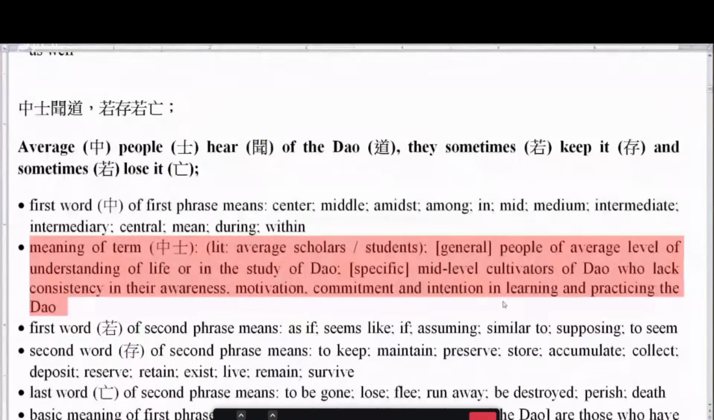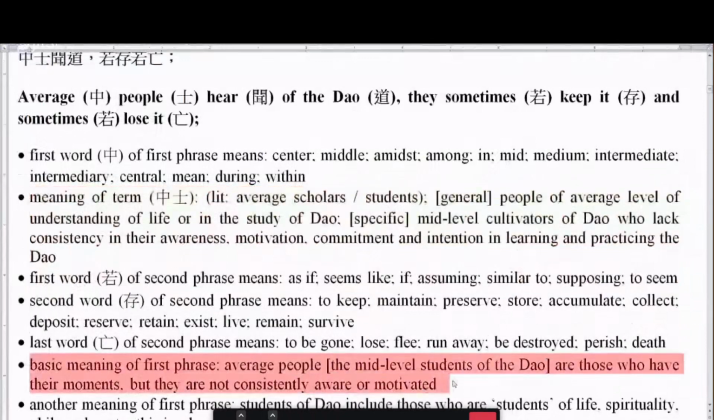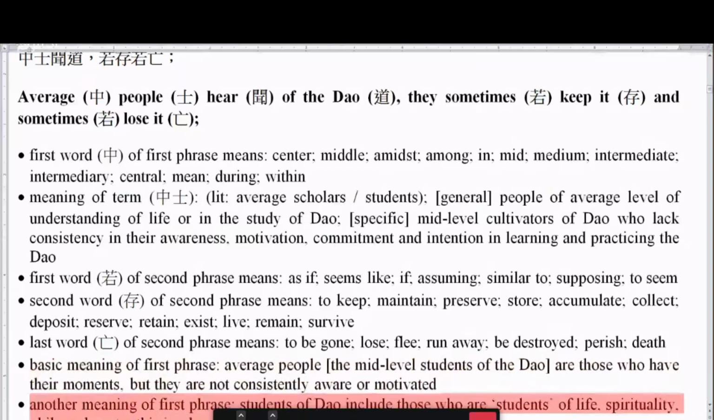All right. So the basic meaning of the first phrase is that average people or mid-level students of Tao are those who have their moments. But they're not consistently aware or motivated. They have their moments. Sometimes they really do well, really diligent, really learn and practice. But other times, not so good, not so much. Other times, they slack off.